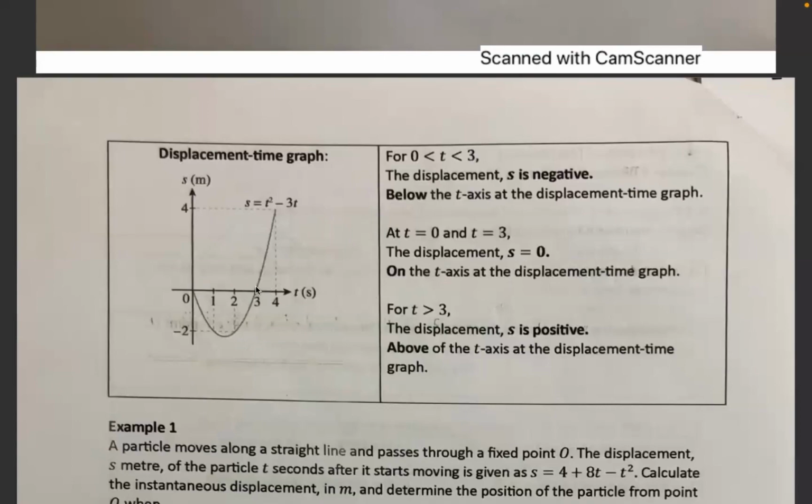Then when t is greater than 3, the graph is above the x-axis, that means above the t-axis in this graph. The y-coordinate of all the points here is positive, which means the displacement is positive. So when t is greater than 3, the displacement is positive.